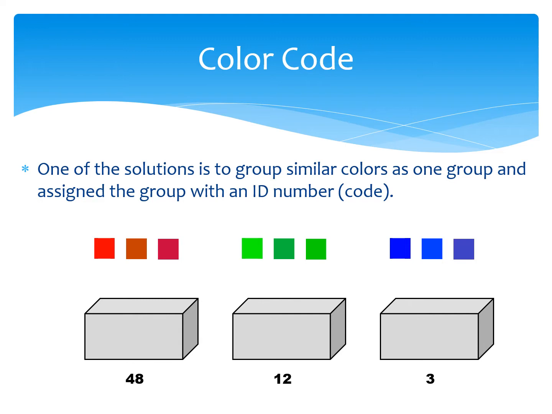For example, on the screen, we show 3 color groups. Similar red colors are grouped together and assigned a group ID such as 48 as a color code. Once we put similar colors in the same group, we can greatly reduce the number of bins in the histogram. This leads to the next question: how can we determine similar colors?